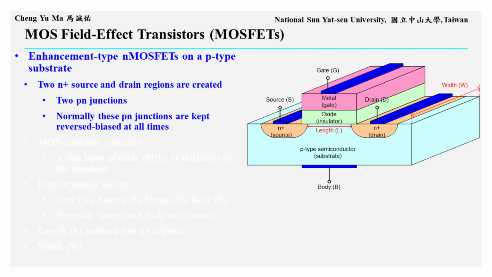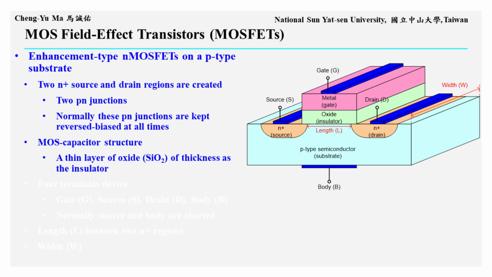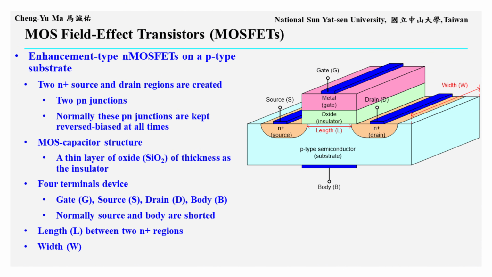In normal MOSFET operation, these PN junctions are usually kept reverse biased. The middle part of the MOSFET is a metal oxide semiconductor capacitor structure. A thin silicon dioxide layer is used as the insulating dielectric of this capacitor. A MOSFET has four terminals: gate, source, drain, and body. In many circuit applications, the source and body are shorted together.